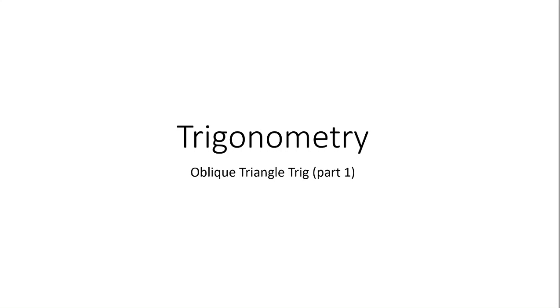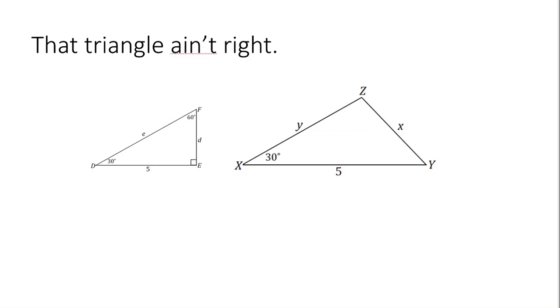Now, if we didn't have a right triangle, we would have something called an oblique triangle. So an oblique triangle is simply a triangle that doesn't have a right angle on it. Now, there's a right triangle on the slide here.